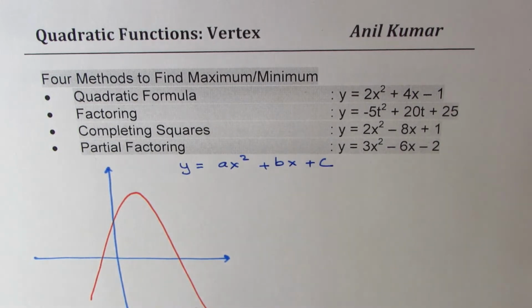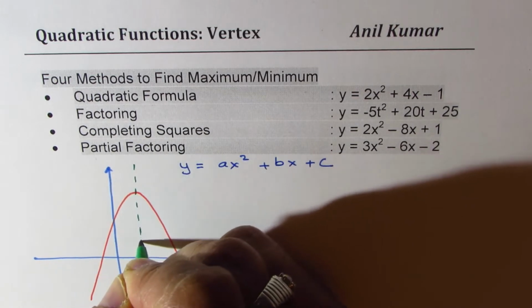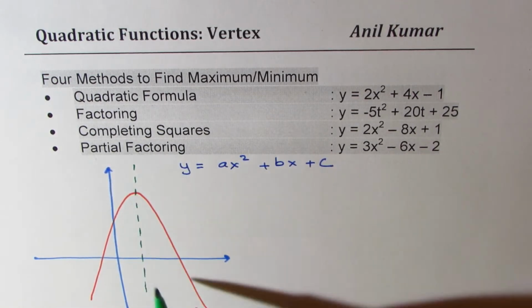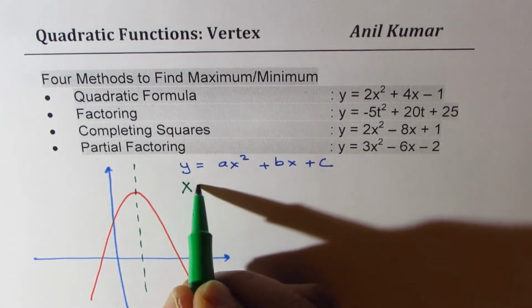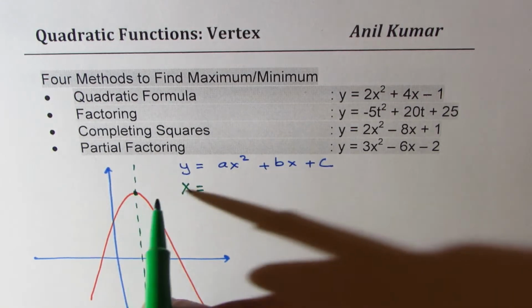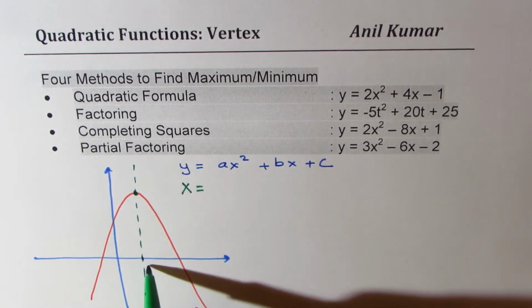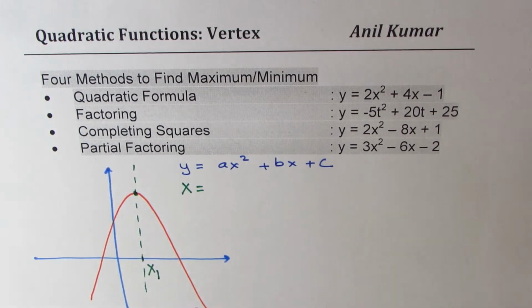Now for this parabola, the point which we are interested in finding is basically the vertex, which always lies on the axis. This is called the axis of symmetry. So the x value of this point is of interest to us. We basically want to find this x value. Let me call this x1.